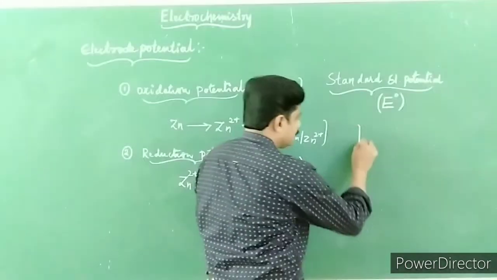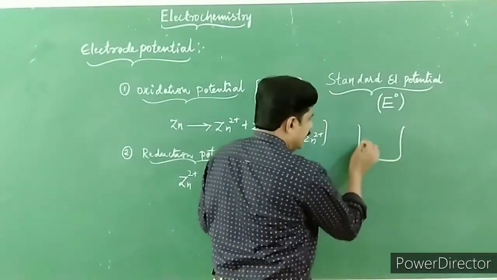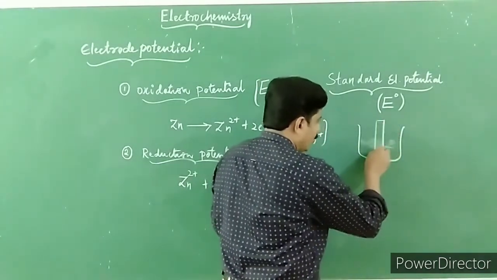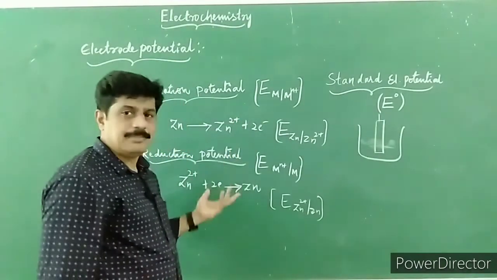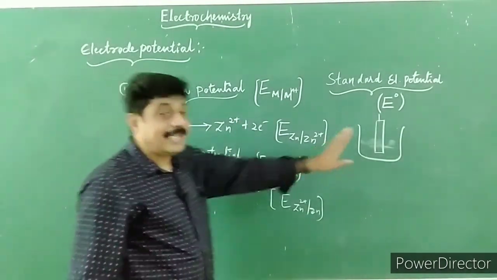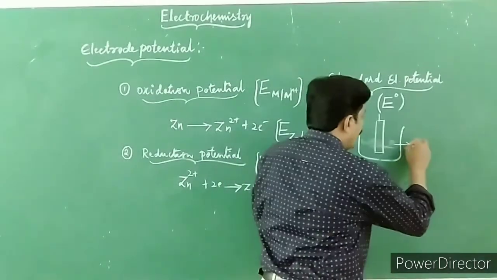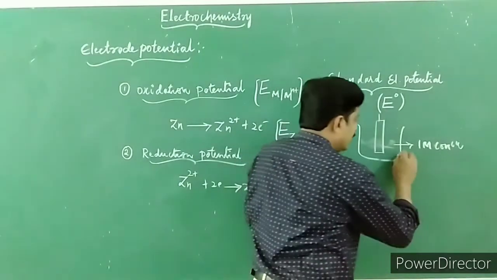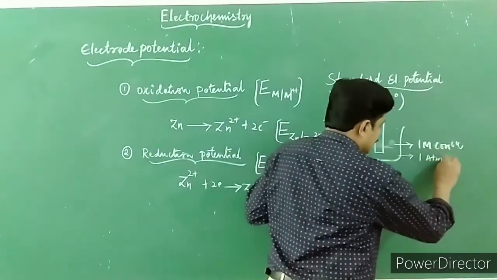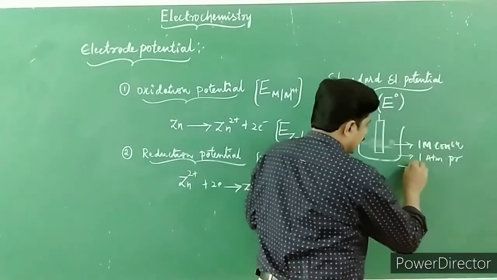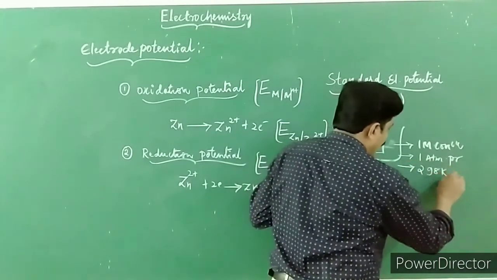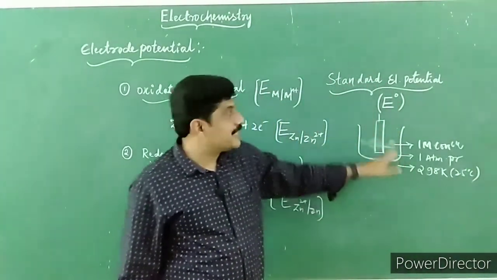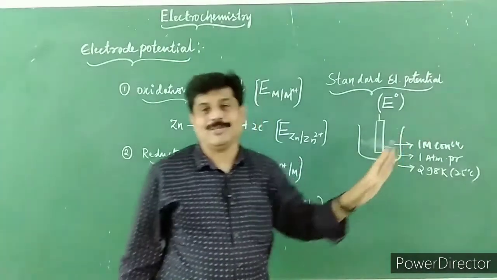Children, imagine I'm going to take a vessel. In that I'm going to take a salt solution. I'm going to dip an electrode in that. It may be oxidation potential, it may be reduction potential. Now, if this solution is having 1 molar concentration and the pressure is 1 atmospheric pressure and the temperature is 298 Kelvin or 25 degrees Celsius, then the potential developed here is called standard electrode potential.